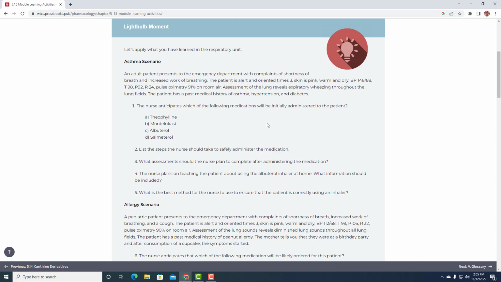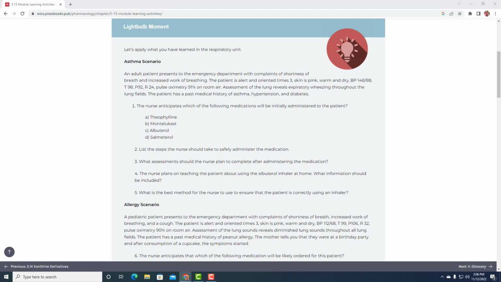I'll read it to you, I'll read the questions, and then I'll read the question again as we answer them. So first one, an adult patient, this is the asthma scenario. An adult patient presents to the emergency department with complaints of shortness of breath and increased work of breathing. The patient is alert and oriented times 3. So alert and oriented times 3 means they're oriented to the person, to the place, and to the time. So they know who they are, they know where they are, and they know about what time it is.